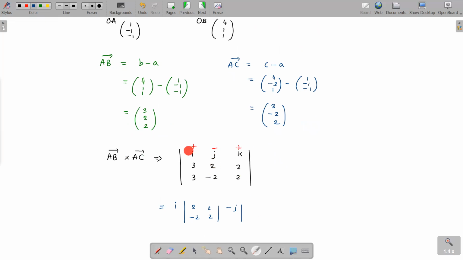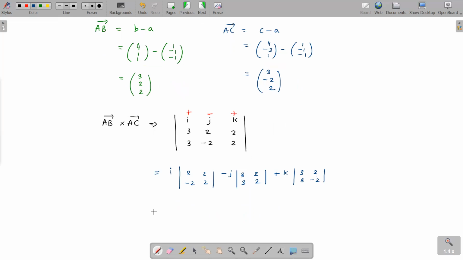I'll remove the row and column with I. What do I get? 3, 2, minus 2, 2. Then minus J times, remove the row and column with J: 3, 2, 3, 2. And plus K times, remove the row and column with K. What do I get remaining? 3, 2, 3, minus 2. So I times 2 times 2 is 4, minus 2 into minus 2 is minus 4. Minus J times 3 times 2 is 6, minus 3 times 2 is 6. Plus K times 3 times minus 2 is minus 6, minus 3 into 2 is 6.